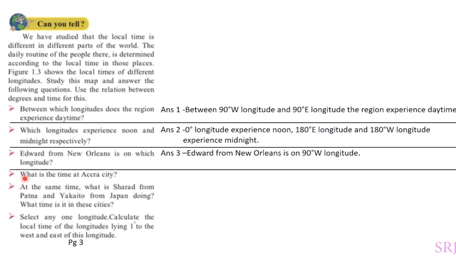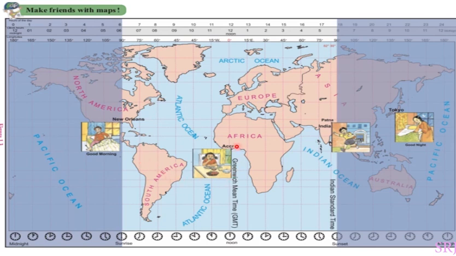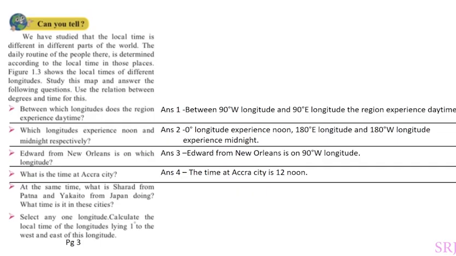Now the next question. What is the time at Accra City? So here is Accra City. And what is the time? Let us see. It is 12 noon. So the time at Accra City is 12 noon. Answer 4. The time at Accra City is 12 noon.